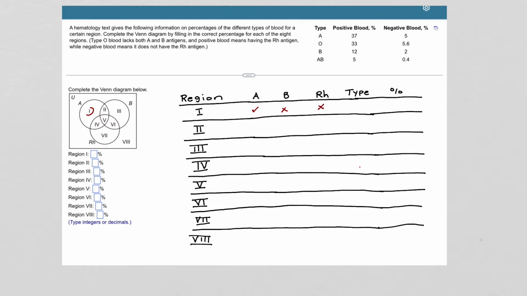For the RH factor, if we put a check mark, that means that they're inside the circle, and that's going to mean that they are positive, or they have RH positive blood. If we put in an X, as I did here, that means that they have negative blood, so RH negative. Okay, so they have A, they do not have B, they are RH negative, so that means that they are type A negative. And the percentage for that is 5%.